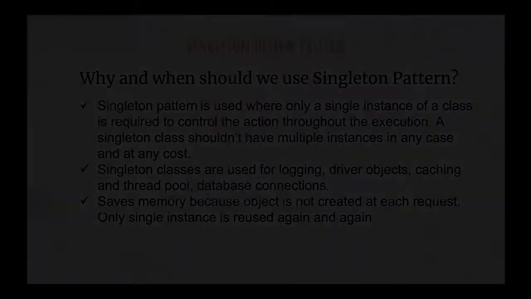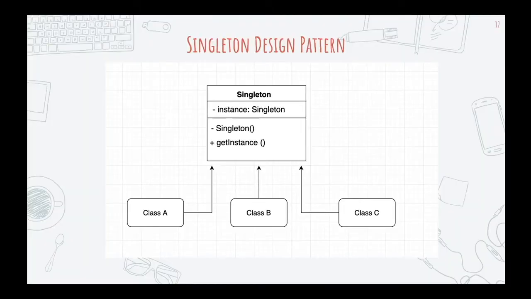So let's go through the UML design of the singleton pattern so that it will be much clearer. From this UML design, you can see that within a singleton class, there will be only a single reference of the singleton class, and the access modifier of the singleton instance should be private. Similarly, the constructor responsible for creating and initializing this reference should also be private, because in the singleton design pattern, we are not allowing some other class, for example class A, B and C, to create an object of the singleton class.